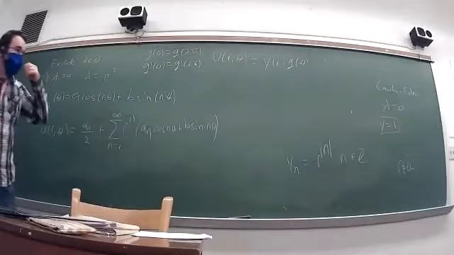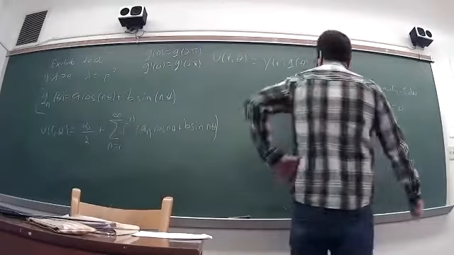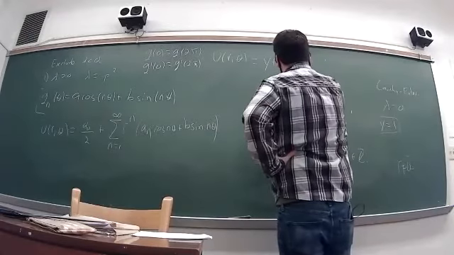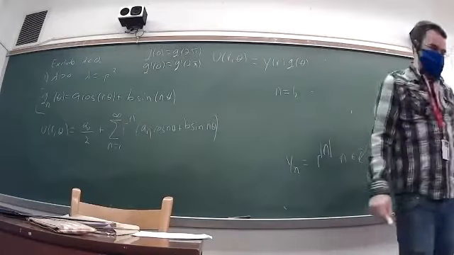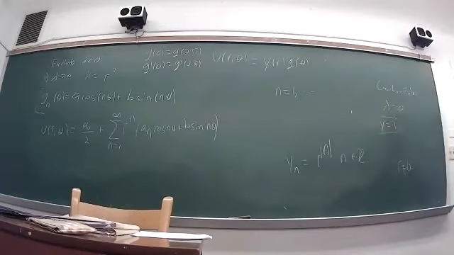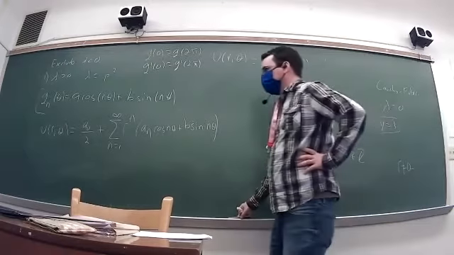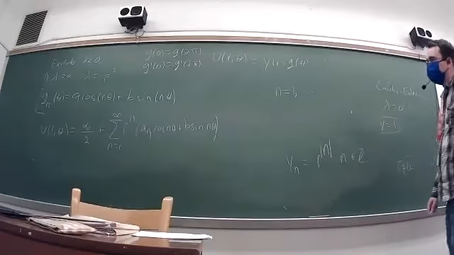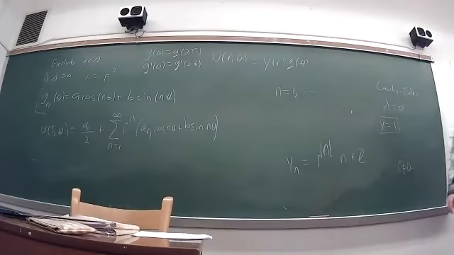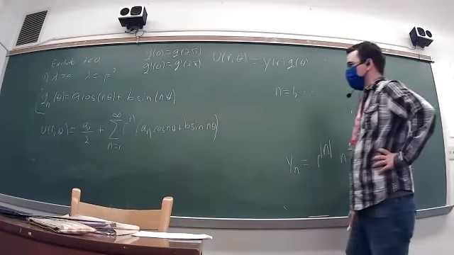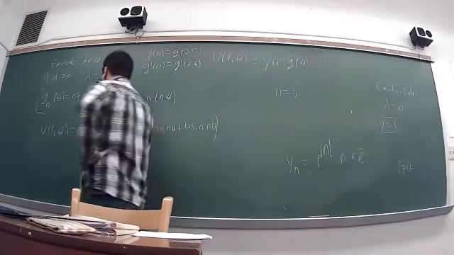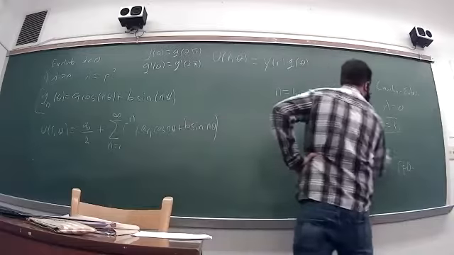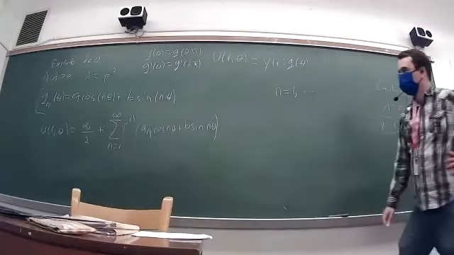I guess the question we should ask is, why is n only going from 1 to infinity instead of going from negative infinity to positive infinity? That gets back to the question of when do the eigenfunctions actually make this complete orthogonal system? Yeah, that's what I'm getting at.